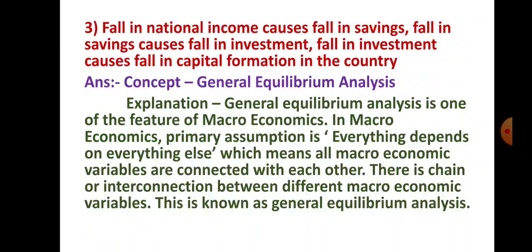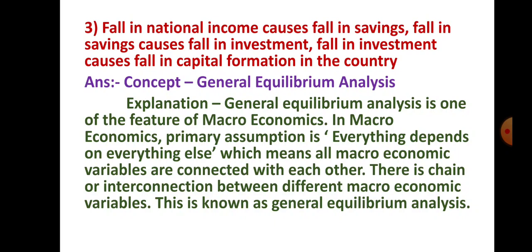Now let us see the next illustration, number 3. Fall in national income causes fall in savings. Fall in savings causes fall in investment. Fall in investment causes fall in capital formation in the country. National income, savings, investment, capital formation, these are the macroeconomic variables, and they are connected with each other. There is an interconnection between them. So what is the concept here? Here the concept is general equilibrium analysis. So general equilibrium analysis is a feature of macroeconomics.